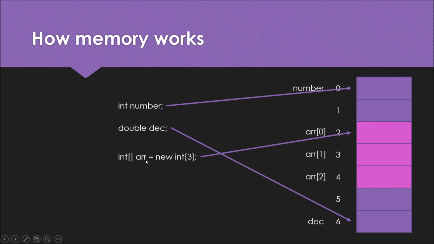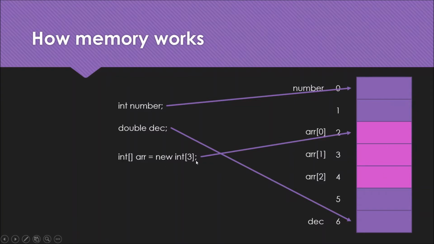To do that, I put it equal to new int 3. So this 3 tells me what is going to be the length of the array. It is going to have 3 memory locations. So here we have 1, 2, 3. The memory locations 2, 3 and 4 are the locations which have been allocated by this code.